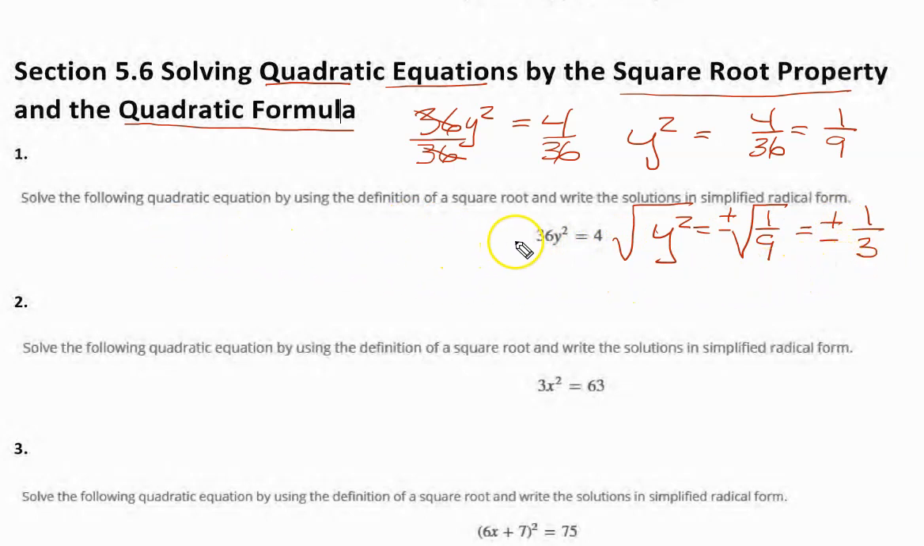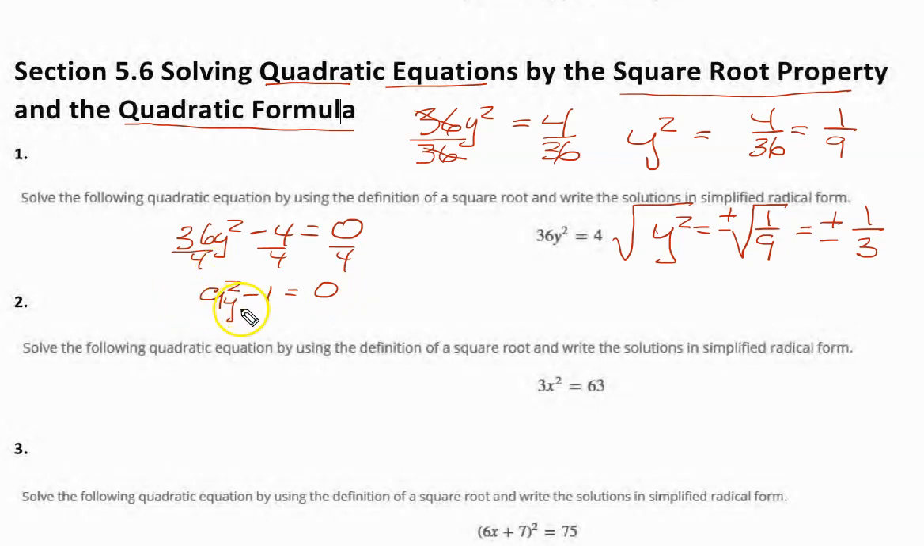Now keep in mind this could have been factored, and as review, let's do it the older way. 36y squared minus 4 equals 0. Now we can take out a 4 from each one of these, and we get 9y squared minus 1 equals 0.